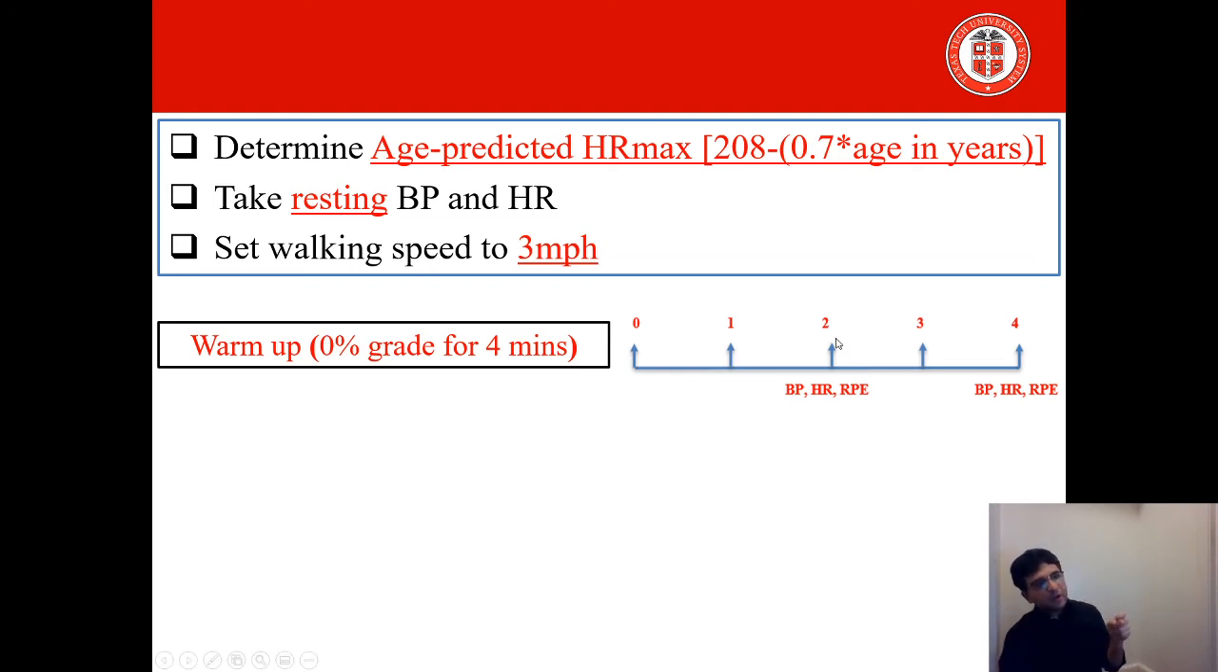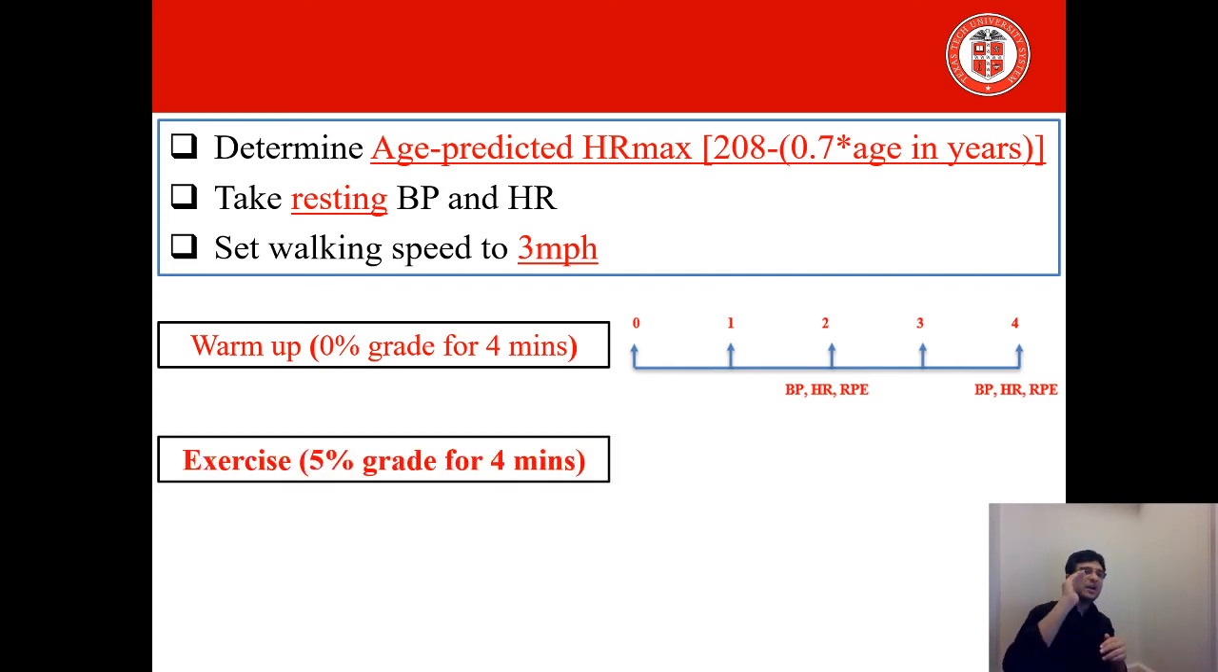You will record the blood pressure, the heart rate, and the RPE at 2 minutes and then again at 4 minutes. So the warm-up is 4 minutes, with BP, heart rate, and RPE recorded at 2 minutes and 4 minutes. The moment we have entered minute 4, change the grade or inclination. Speed will be the same, 3 miles per hour, and we will do the exercise at 5% grade or inclination for another 4 minutes.